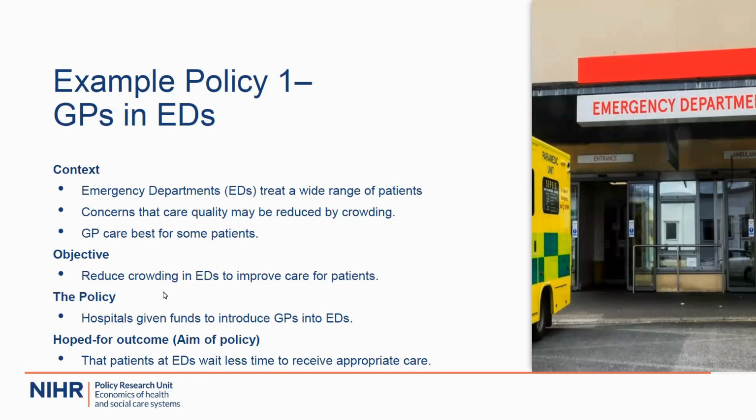So the idea of this policy was to put the GP in the emergency department, to put them where the people are going, where some people are going. And the objective was that this would reduce the amount of crowding in the emergency department, because those who could be appropriately treated by a GP would see that GP, and that would free up the capacity of other clinicians in the departments to treat those people who could only receive appropriate care from those other professionals.